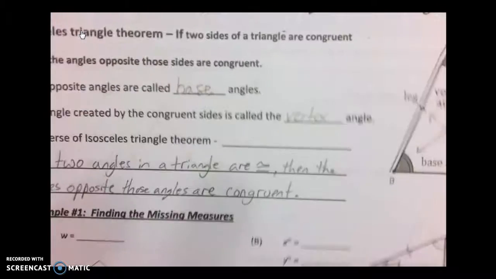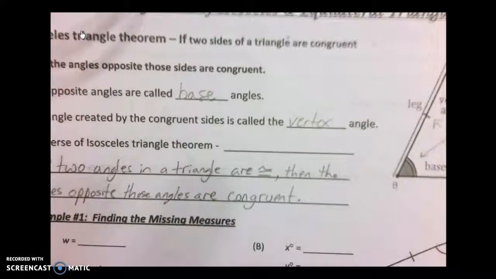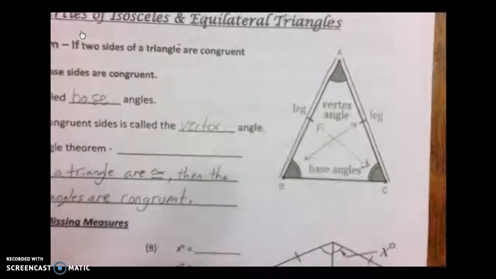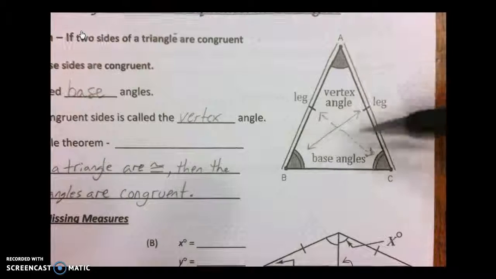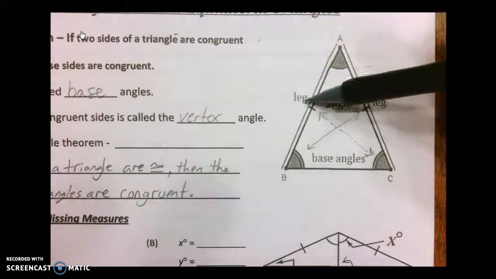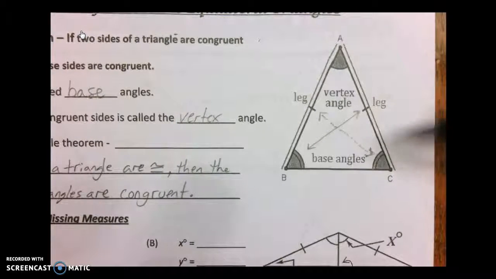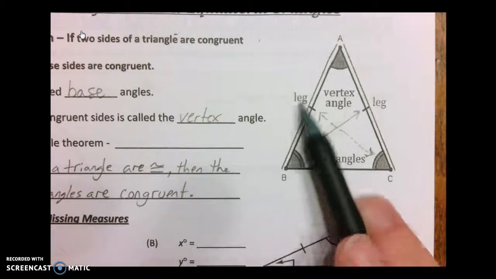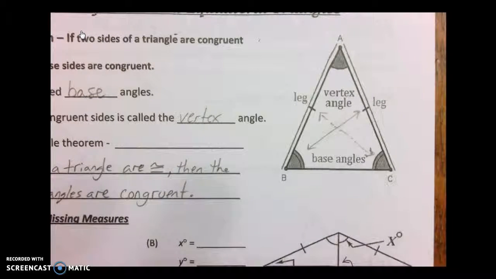I added to the picture just to show that opposite the base angles are the equal sides, and opposite the equal sides are the base angles. It can go either way. So these two sides are equal. Go across, those two angles are equal.